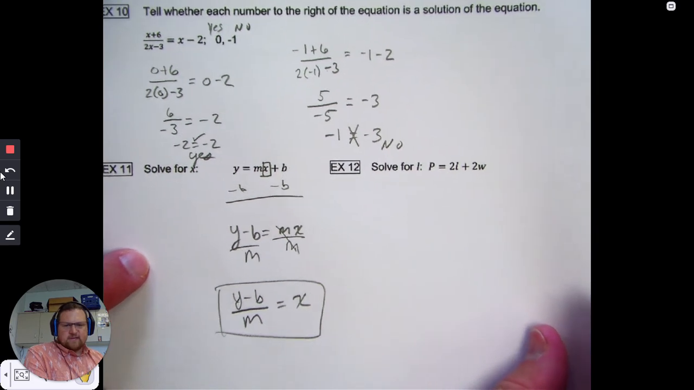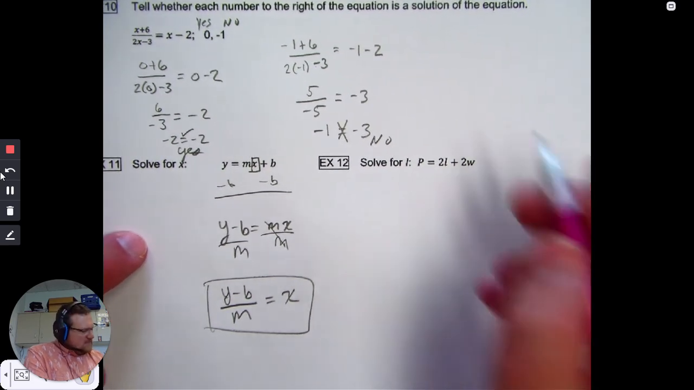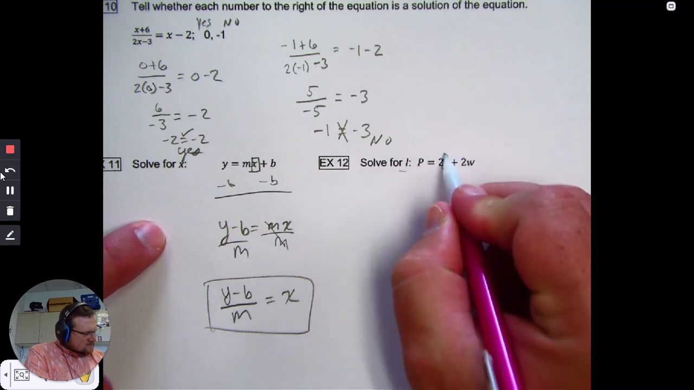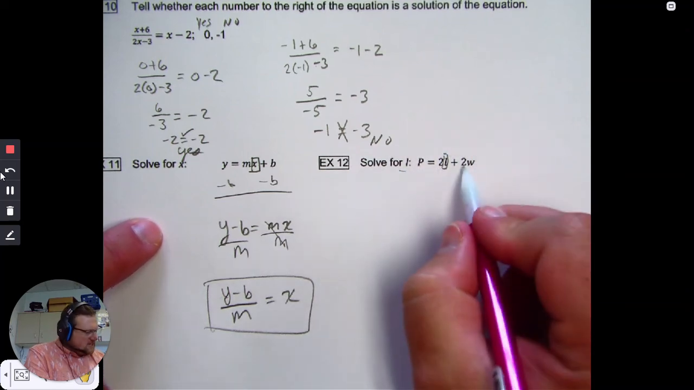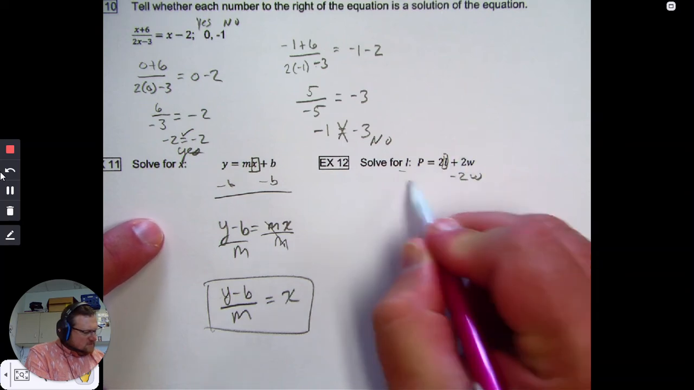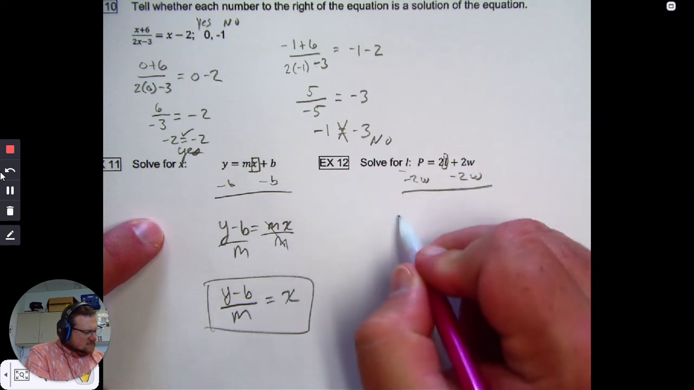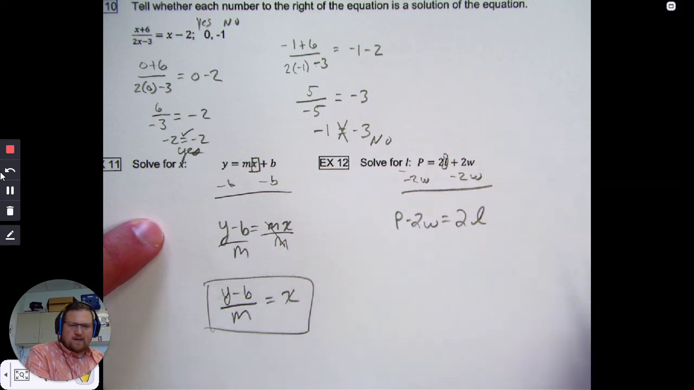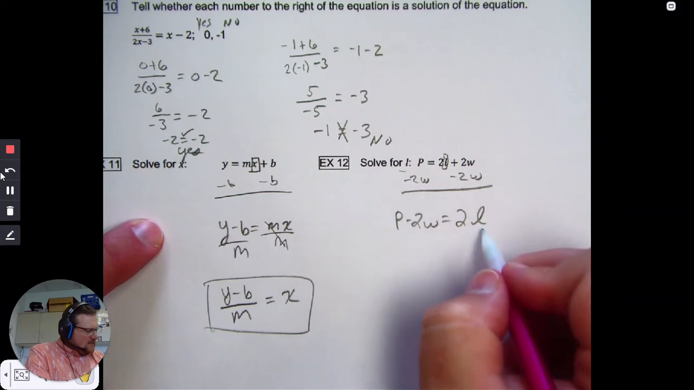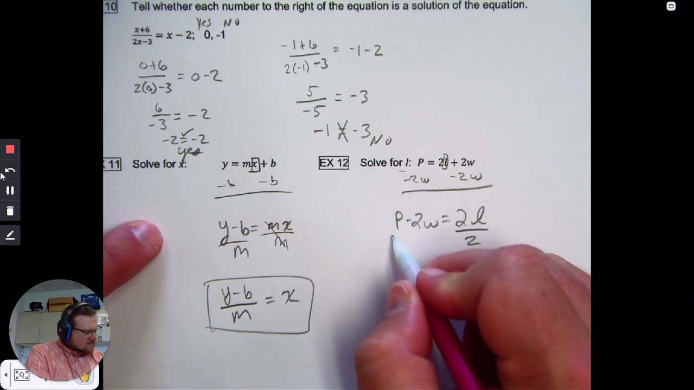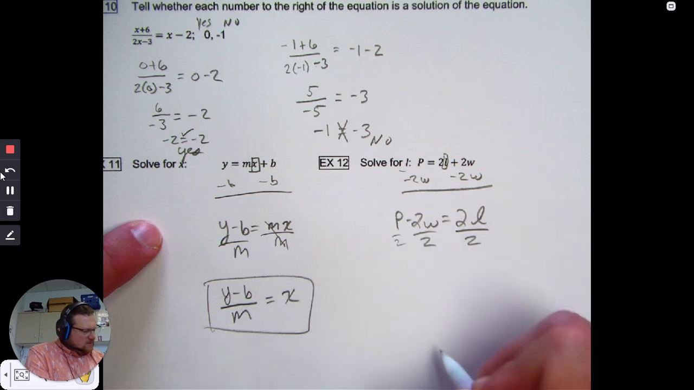Okay, number 12 is going to be very similar to this, except this time I'm trying to solve for L. So I'm trying to solve for that L right there. So the first thing I need to do is get rid of this thing that's being added after it. So I'm going to subtract 2w from both sides. So P minus 2w equals 2L. Now I need to solve for L, so that means I need to divide everything by 2.